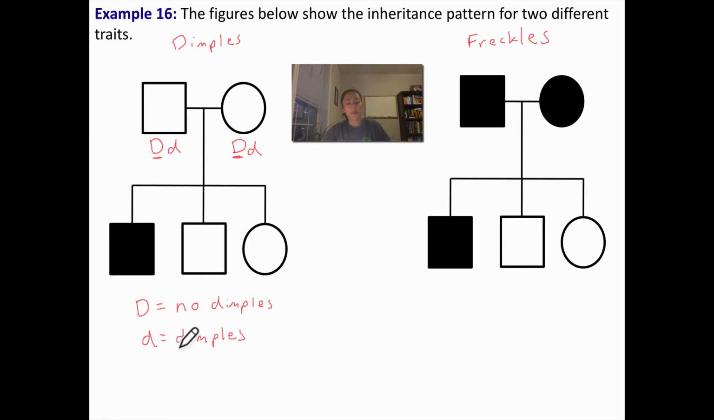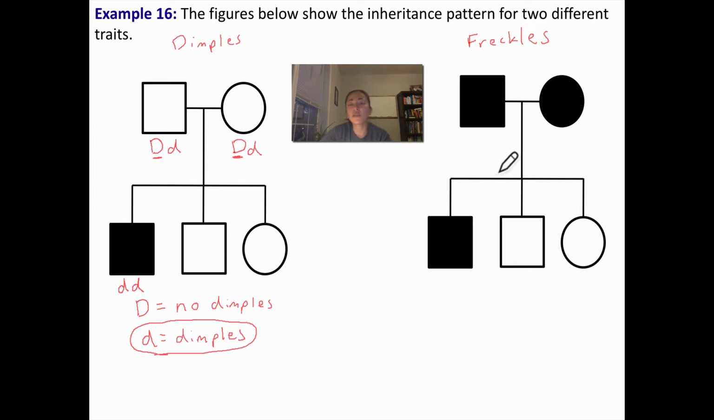So, since we know little d equals dimples, what does this individual here that's shaded in, what does their genotype have to be? Well, they have dimples, they're shaded in, and we know that's caused by a recessive allele. The only time an individual could be expressing the recessive allele is to have 2 copies of that gene. So we know that this son is homozygous recessive. We know that dimples is caused by a recessive allele.